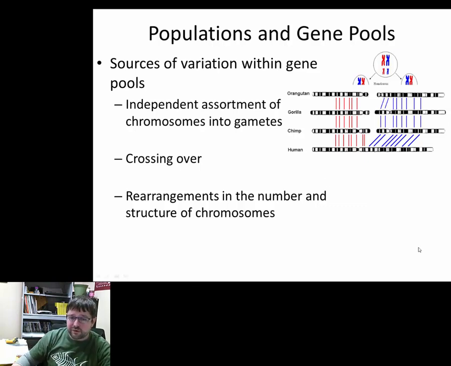So this is a rearrangement of the number or structure of chromosomes. This happens often. Sometimes it results in mutations when you have too many copies or not enough copies of a chromosome, but sometimes it doesn't really change anything, but it gives you this evidence of an evolutionary event. The combination of chromosomes.